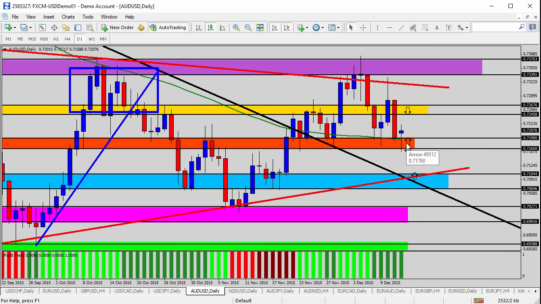Otherwise, if you're looking to go long, then this 7190, 7200 level potentially is a support, and then you target back towards 72.45 for the Australian dollar.